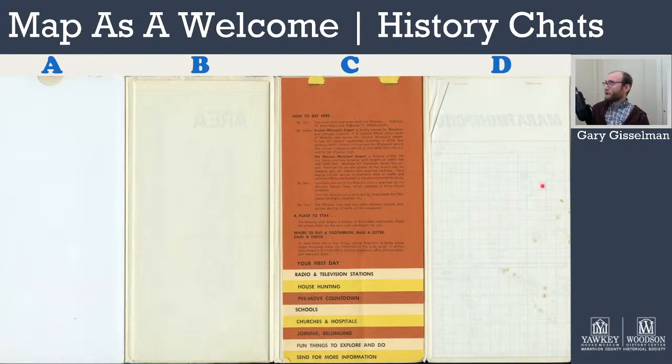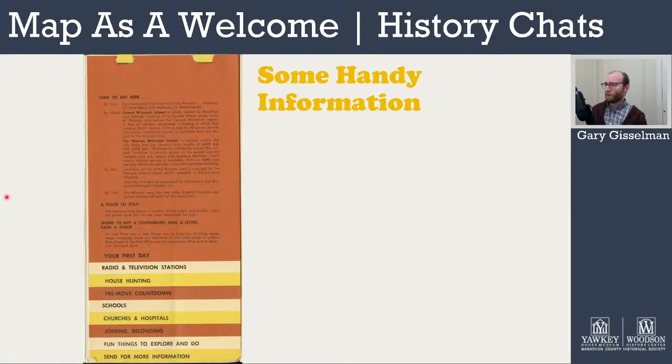B and D are maps that we'll talk about, the rest of the maps. But let's do a quick look at C, because this is also interesting. Now, full disclosure, the only copy that we have isn't complete. You can see here that there's a little bit that somebody tore off the front. So I don't know what the first page would be.